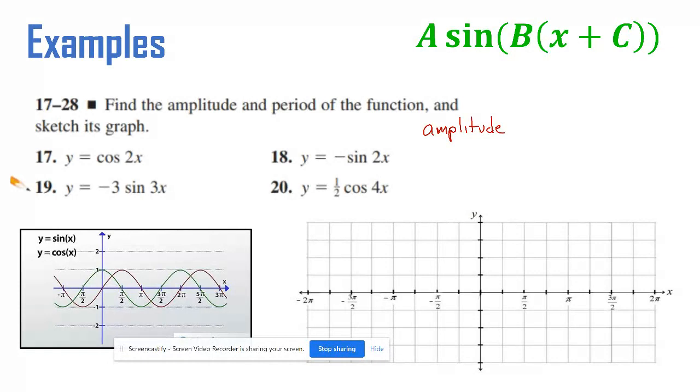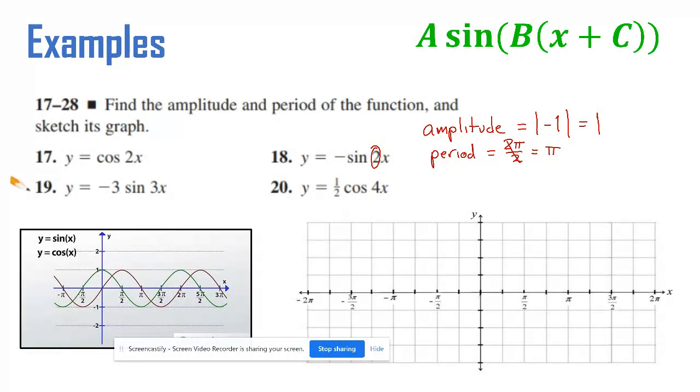So it's going to be the absolute value of negative 1. So the amplitude is going to be 1. So the peak is going to be 1, and the lowest point is going to be negative 1. The period for number 18, period is 2 pi over this number right here, the number multiplied by the x. So it's going to be 2 pi over 2. So the period is going to be pi. So here's how we graph it.